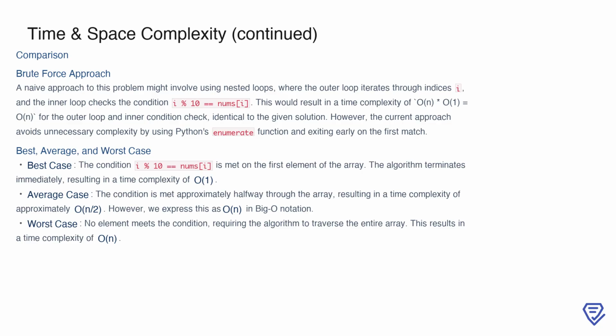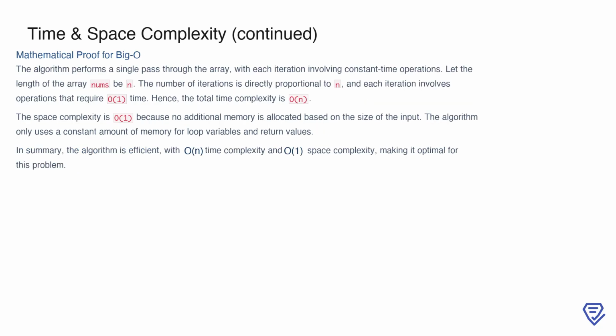To mathematically confirm the big O analysis, let's break it down. The algorithm performs a single pass through the array, visiting each element exactly once. For an array of length n, the number of iterations is directly proportional to n. During each iteration, the operations performed, calculating the modulo, checking equality, and updating loop variables, are constant time, or O(1).